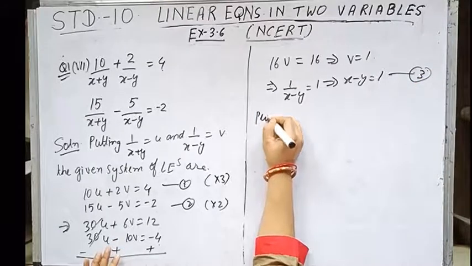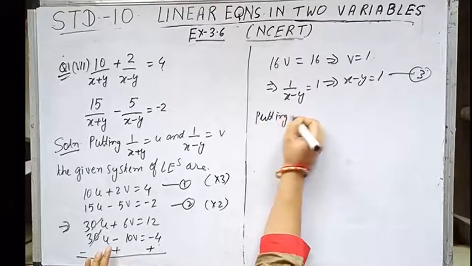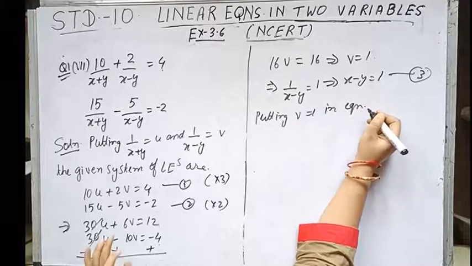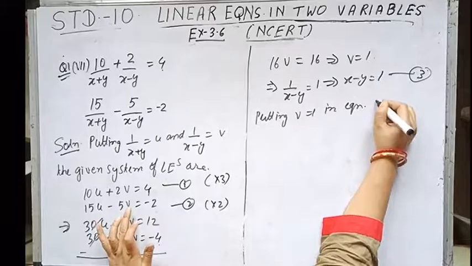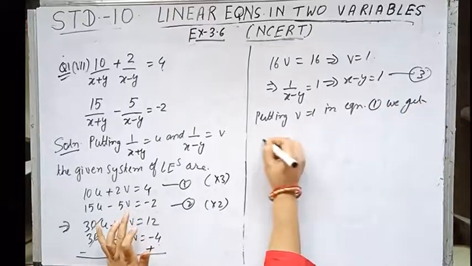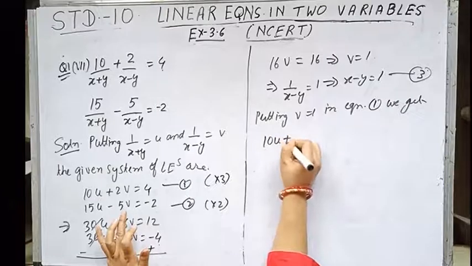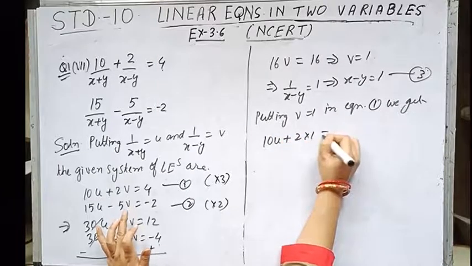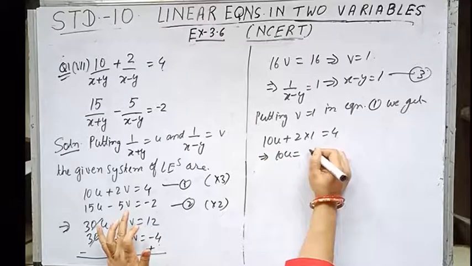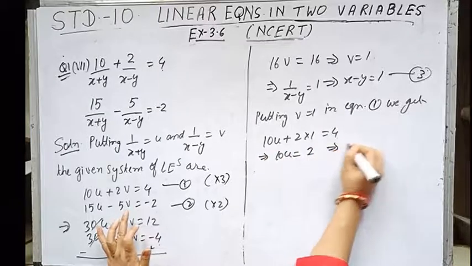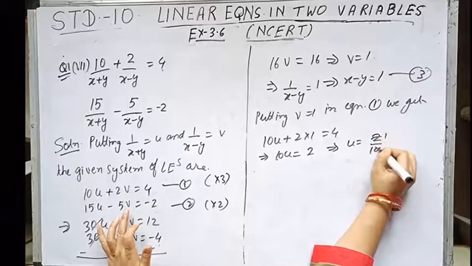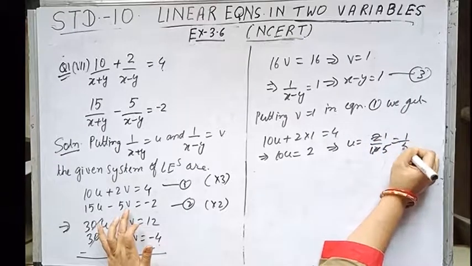Now putting v equals 1 in equation 1, we get 10u plus 2 into 1 equals 4. This implies 10u equals 4 minus 2 equals 2. This implies u equals 2 by 10, that is 1 by 5.